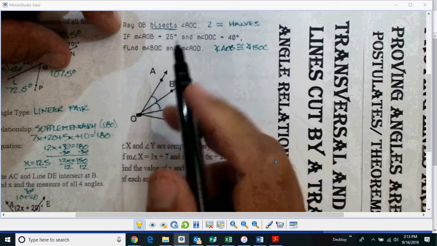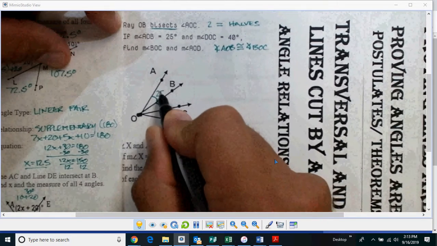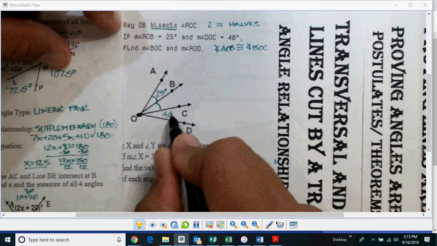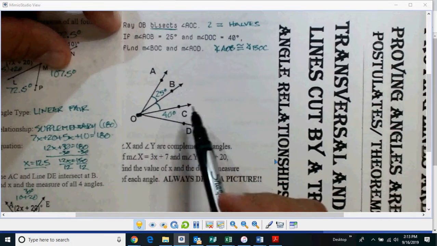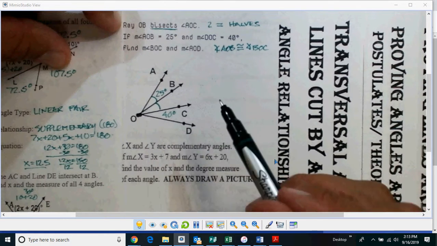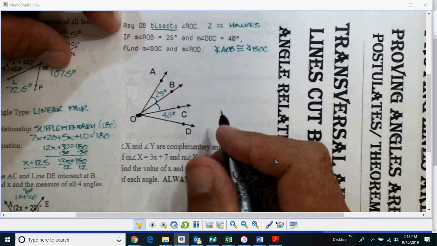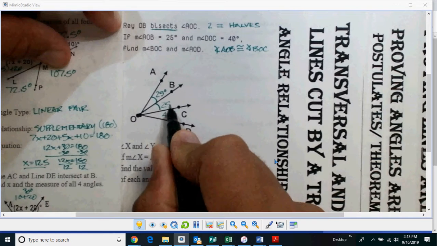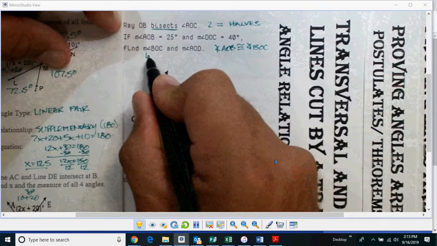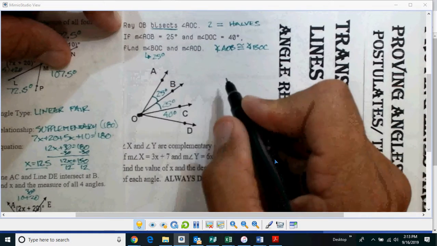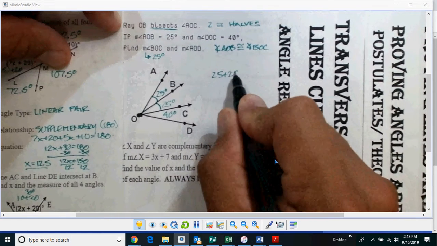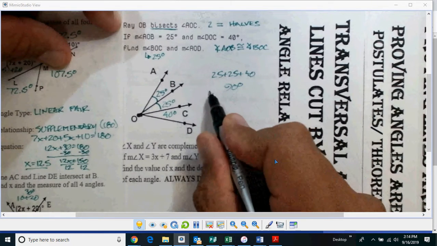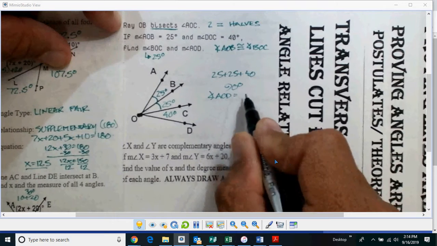That's all we know so far. But as we read on, AOB is 25, so I can put that here. And DOC, which is the one at the bottom, is 40. The entire thing equals 90. So what's BOC? BOC has to be 25 because it's congruent. So BOC is 25 degrees. If I add all three together, 25 plus 25 plus 40, I get 90 degrees. So angle AOD equals 90.